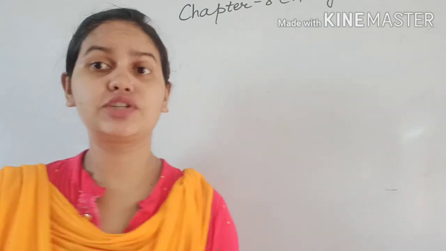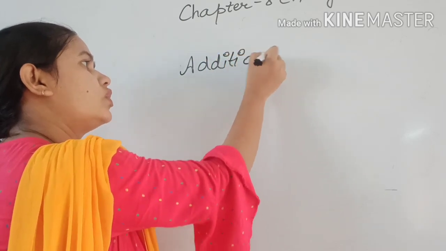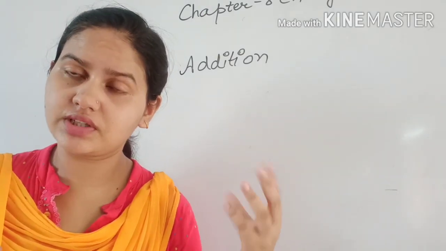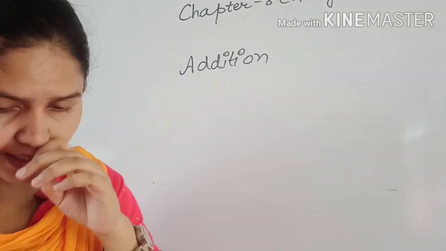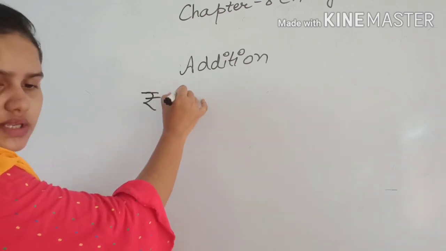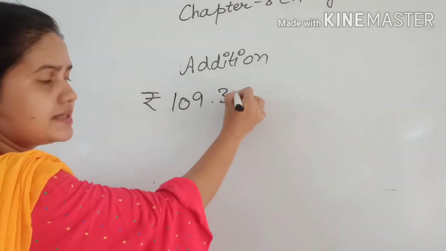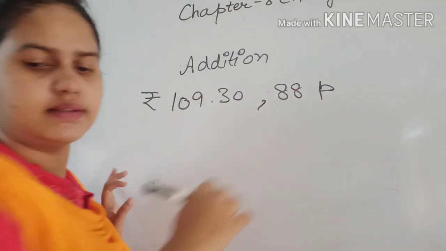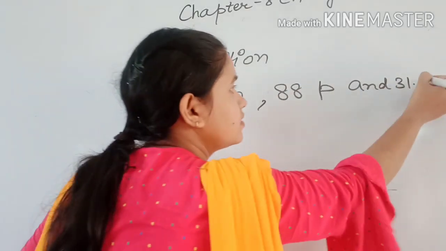Now let's do the addition of money. How? The addition of money. We are now going to do the addition of money. In the addition, as simple, we do it like the simple equation of addition, the same equals addition of money. Here the equation is given to us: rupee 109.30 paise, 88 paise, and 31.95 paise. So let's take it.